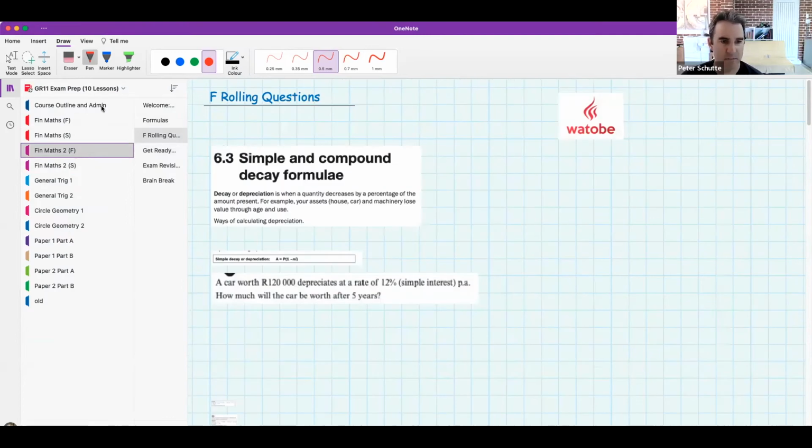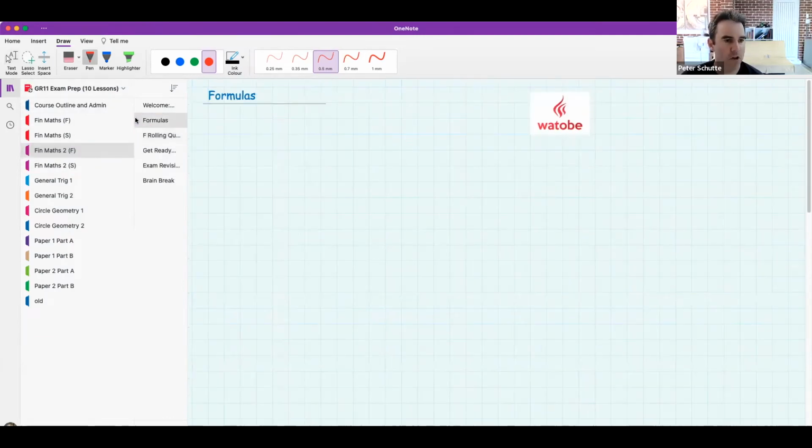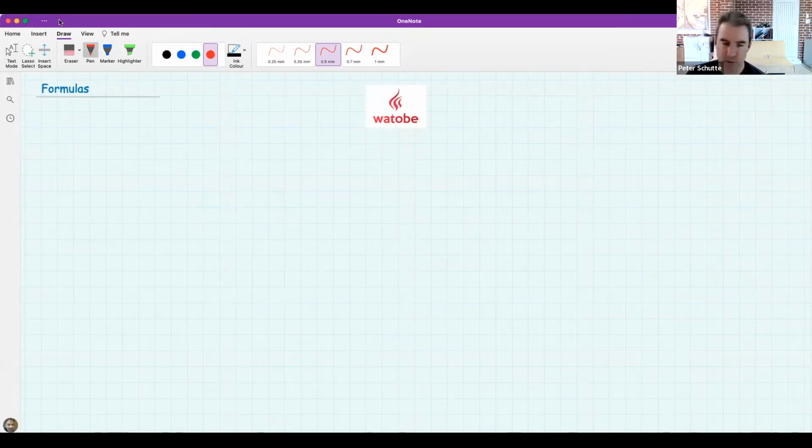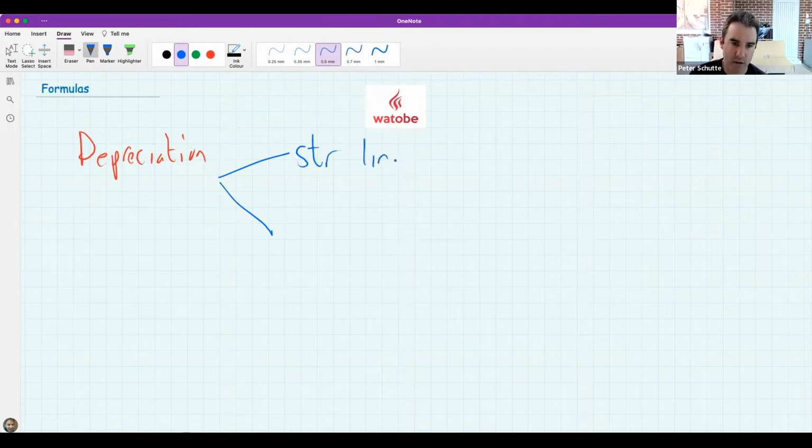Get going here. What I want to talk about today, the focus is going to be on depreciation. So there's definitely going to be a focus on depreciation. And in terms of depreciation, there are two types of depreciation. There is what we call straight line depreciation, and we have reducing balance or diminishing balance depreciation.